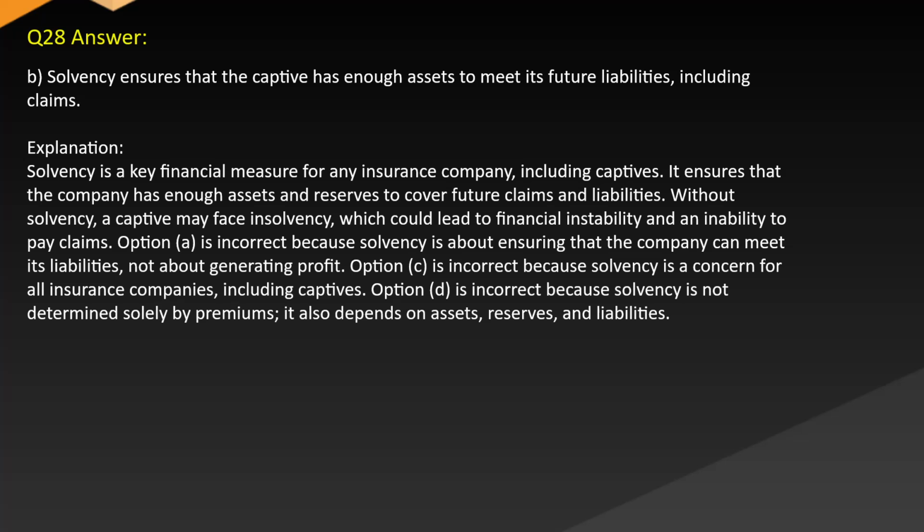Option A is incorrect because solvency is about ensuring that the company can meet its liabilities, not about generating profit. Option C is incorrect because solvency is a concern for all insurance companies, including captives. Option D is incorrect because solvency is not determined solely by premiums; it also depends on assets, reserves, and liabilities.